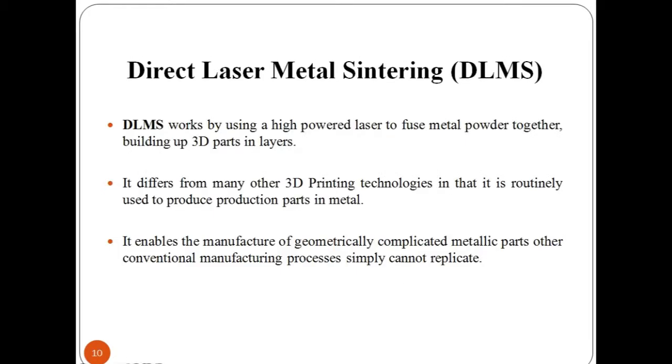Another method is direct metal laser sintering. Direct metal laser sintering is an additive manufacturing technique that uses a laser as the power source to sinter powder material. It aims the laser automatically at points in space defined by the 3D model, binding the material together to create a solid structure. It enables the manufacture of geometrically complicated metallic parts that conventional manufacturing processes simply cannot replicate.